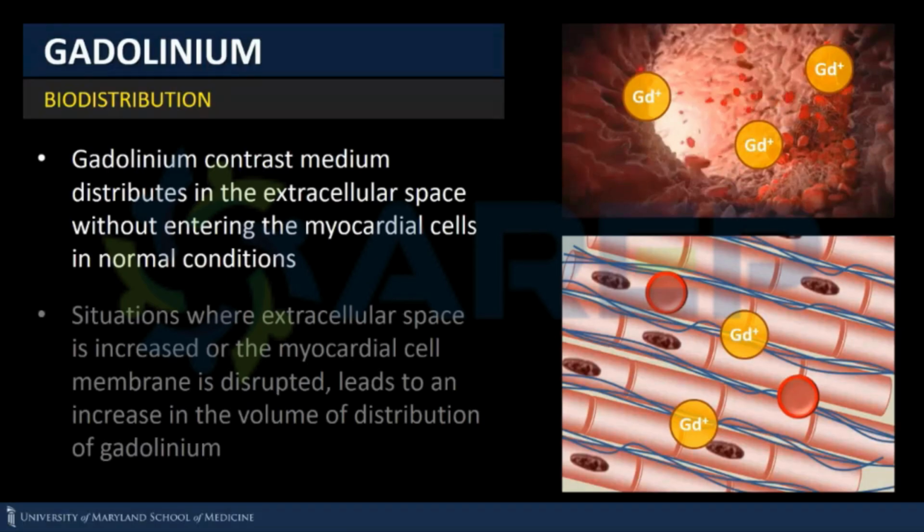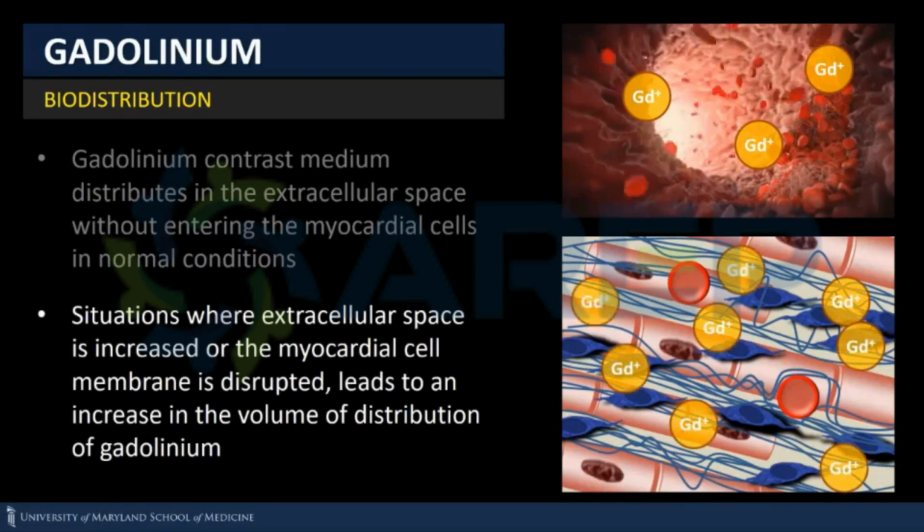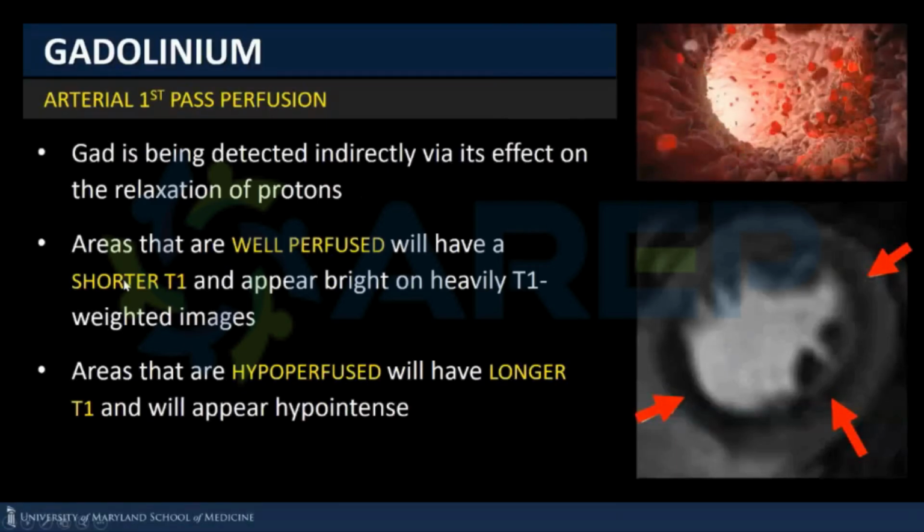Now, in situations where you have some type of myocyte injury, where the myocyte cell membrane is disrupted, well, then now you have an increased percentage, increased concentration of gadolinium. And because of that, now we'll see increased enhancement, increased relaxivity on MRI. So again, the presence of myocyte abnormalities lets us see the more gadolinium in that space. And the first way we can see that is using first pass perfusion.